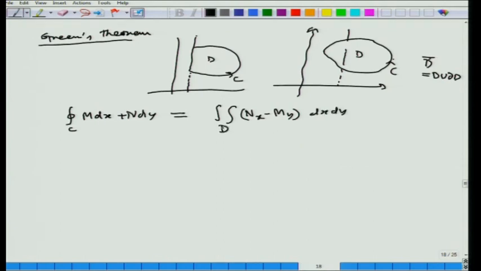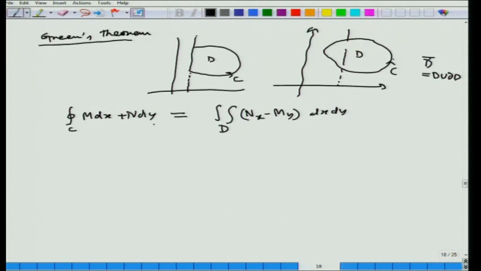Here it is assumed that the partial derivatives of N and M are continuous in this region, so that this integral will be well defined here, and on the boundary M and N are continuous. So, on D the partial derivatives exist and they are continuous in D, and M and N on the boundary are continuous, so that this line integral is defined. Or you can allow them to have piecewise continuity also, so that the integral has to be well defined.